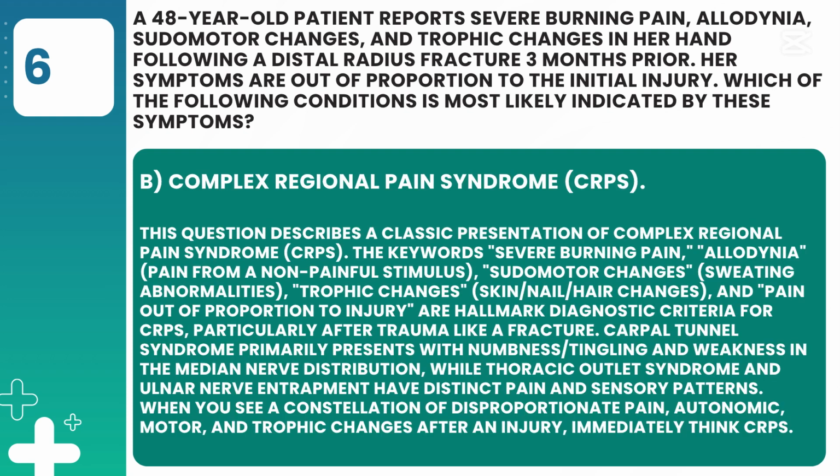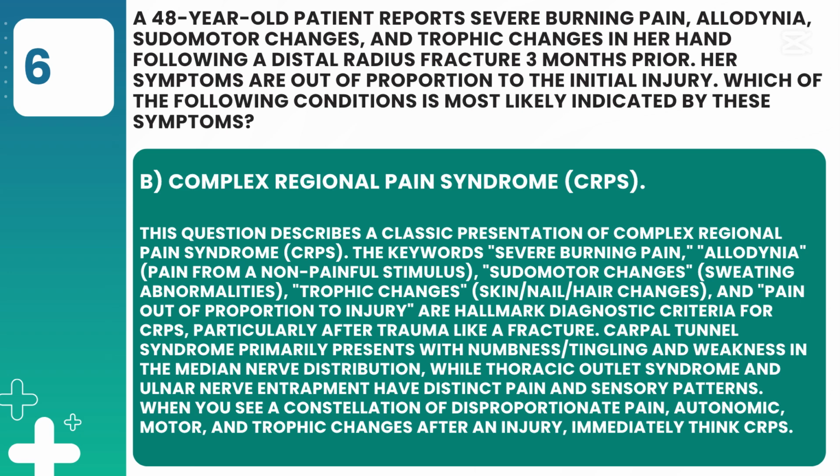Answer: B. Complex regional pain syndrome, CRPS. This question describes a classic presentation of complex regional pain syndrome. The keywords severe burning pain, allodynia (pain from a non-painful stimulus), pseudomotor changes (sweating abnormalities), trophic changes (skin, nail, and hair changes), and pain out of proportion to injury are hallmark diagnostic criteria for CRPS, particularly after trauma like a fracture.